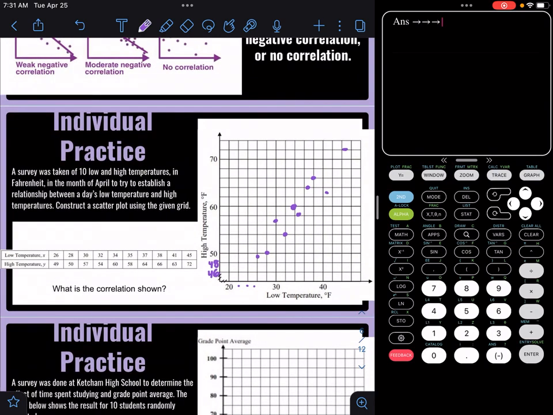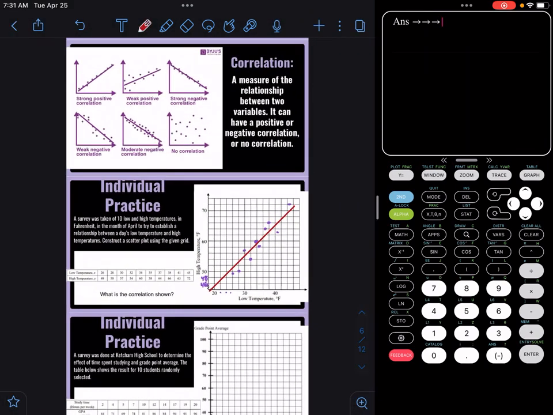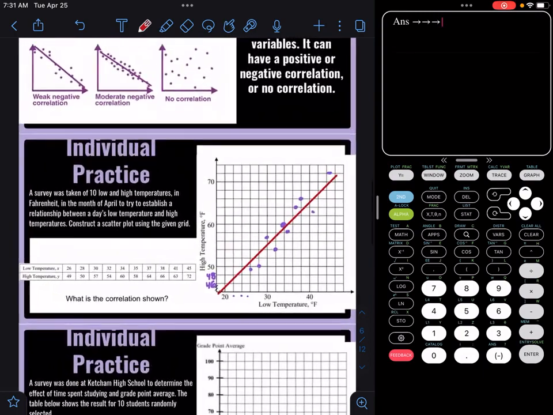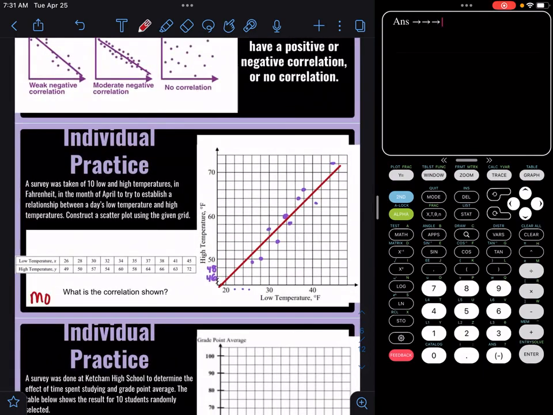Alrighty. The question says, what is the correlation shown? We would say let's just see if we were to make a line. If I make the line, they're kind of around it. They're not exactly on it. So I would say a moderate positive correlation.